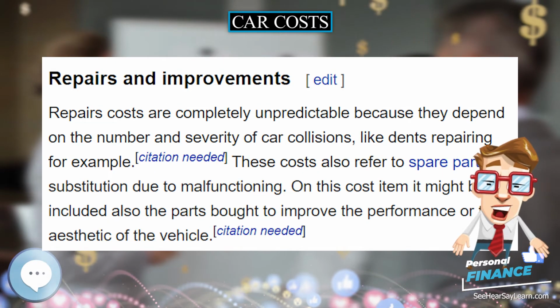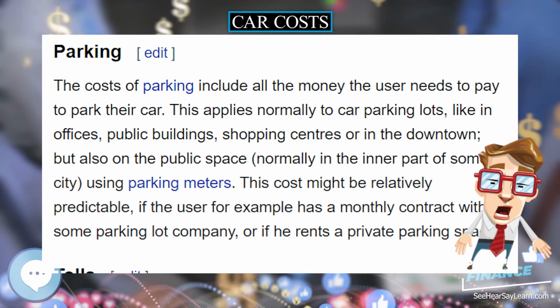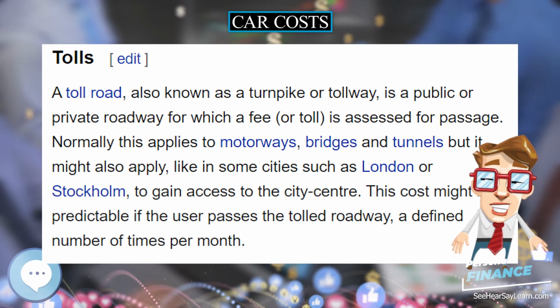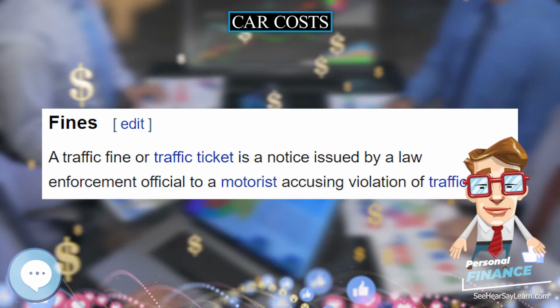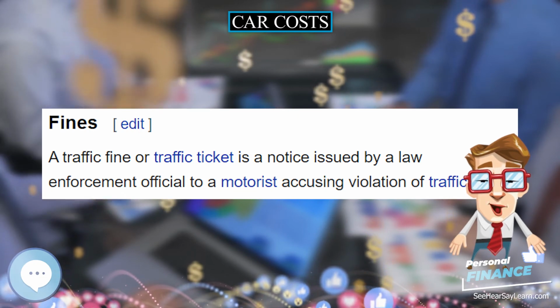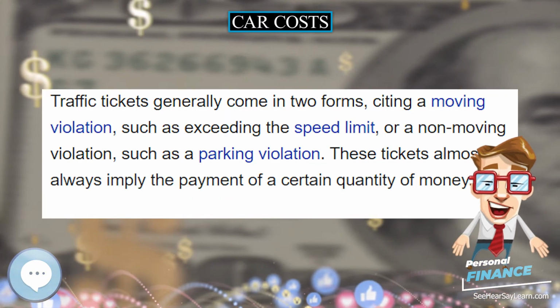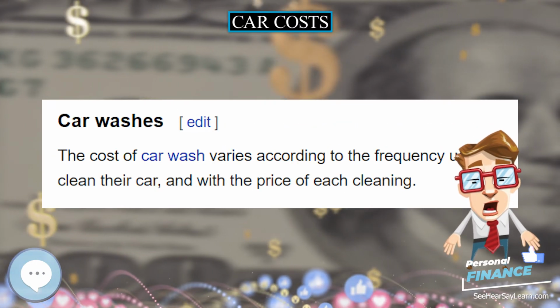Parking. The costs of parking include all the money the user needs to pay to park their car. This applies normally to car parking lots, like in offices, public buildings, shopping centers or in the downtown, but also on the public space, normally in the inner part of some city, using parking meters. This cost might be relatively predictable, if the user for example has a monthly contract with some parking lot company, or if he rents a private parking space.